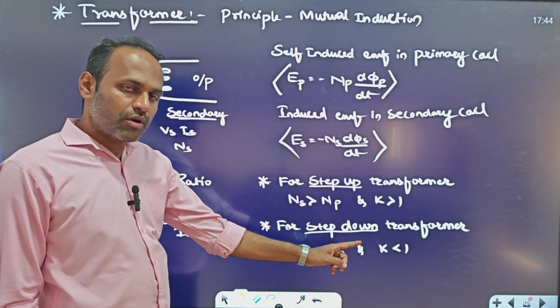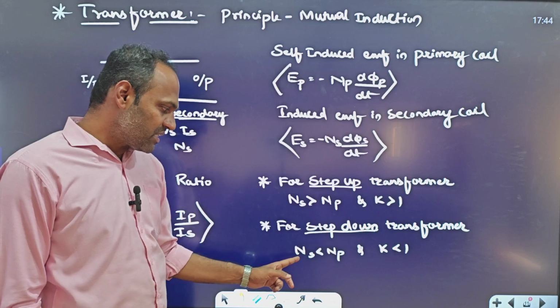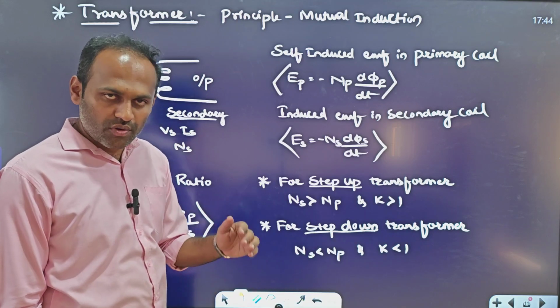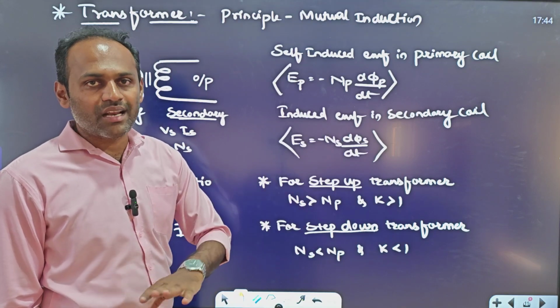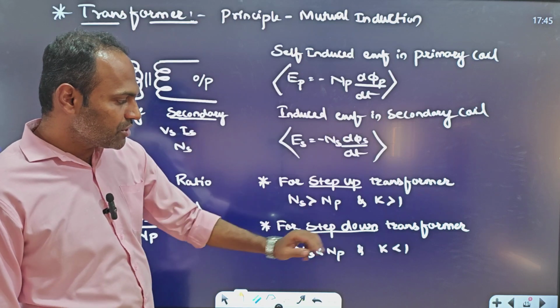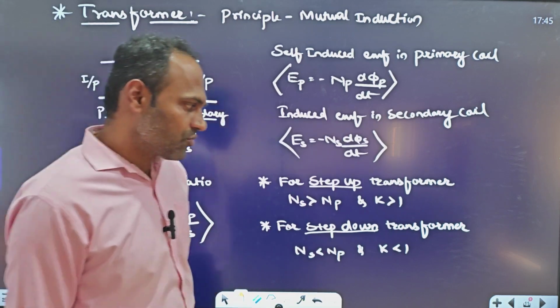In a step down transformer, this is reverse. Number of turns in secondary will be less than number of turns in primary, or number of turns in primary is greater than number of turns in secondary, and transformation ratio will be less than 1 for step down transformer.